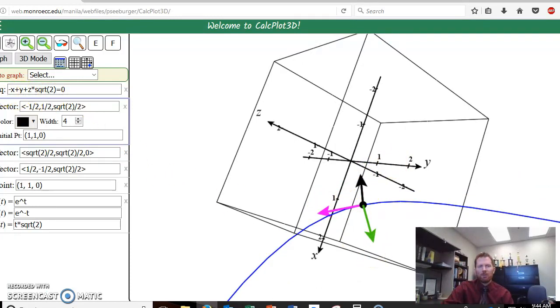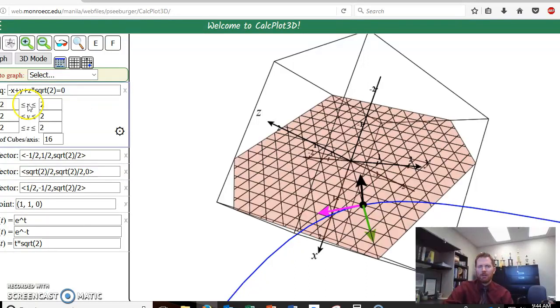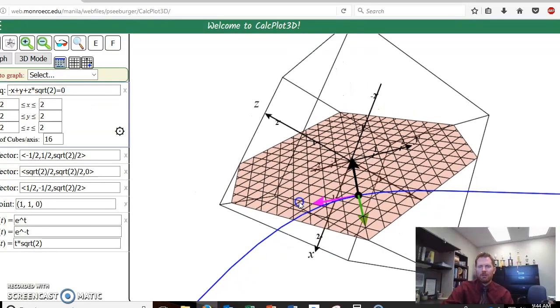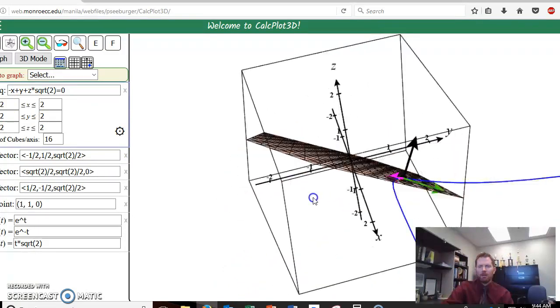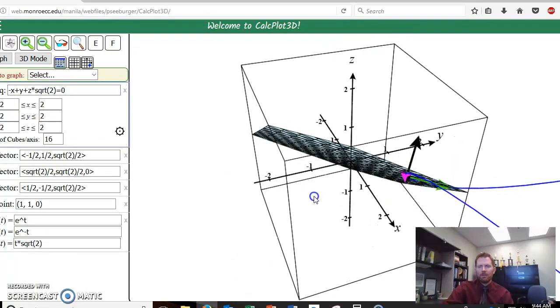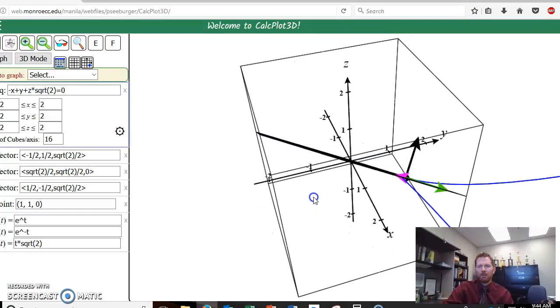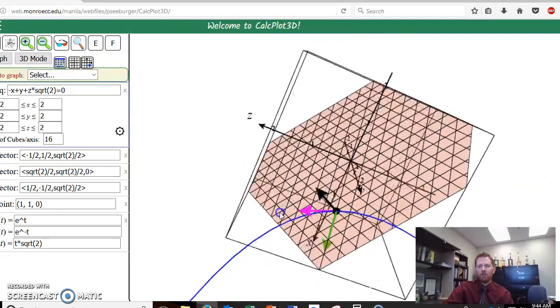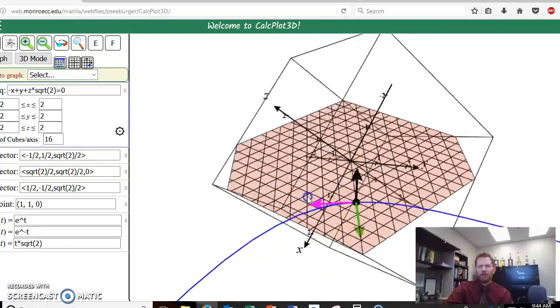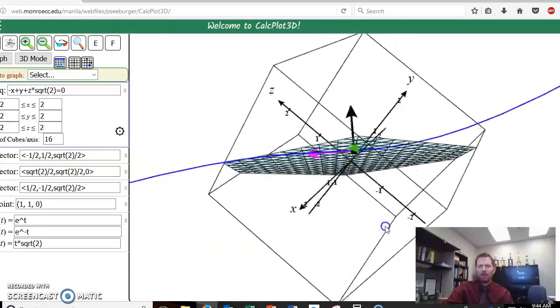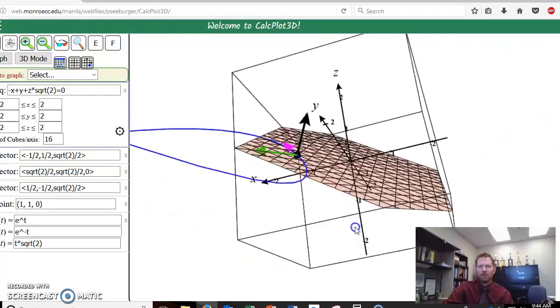Lastly, I'm going to turn on the graph of the oscillating plane. We found the oscillating plane to be -x plus y plus z times the square root of 2 is equal to 0. Here's the graph of that, and you can see that the pink vector and the green vector both lie in that plane, and that the black vector is normal to it, as it should be, and this geometrically backs up everything we did and gives us evidence to believe that what we did is correct.